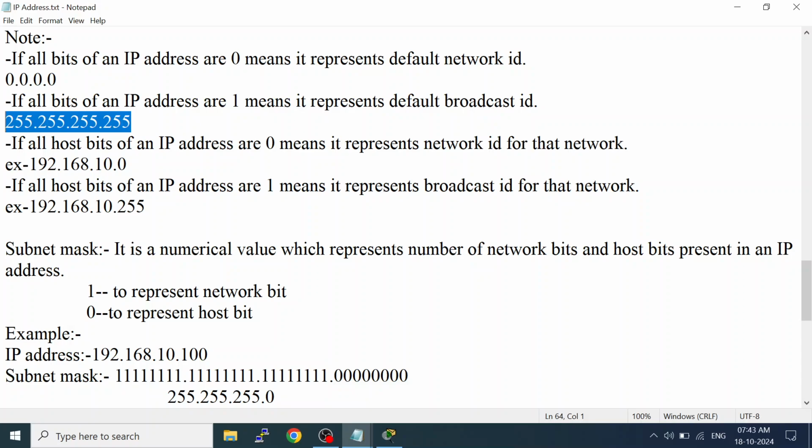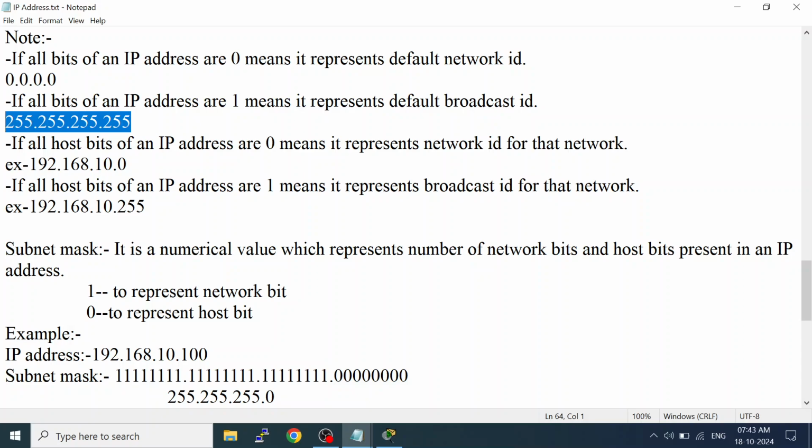So those who are connected in the network, and if the message is sent on this as a destination IP, only those devices will receive the message as a broadcast message. Okay. So this is called default broadcast ID. Why default broadcast ID? Because you don't know. You just connected in the network and you don't know what IP address is used. In that situation, we use this IP address and broadcast the things.